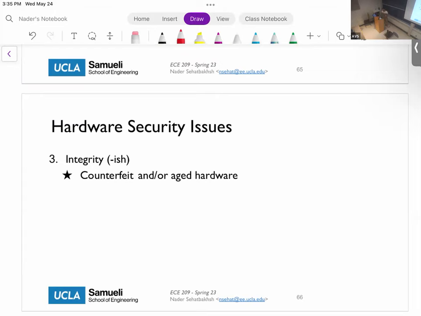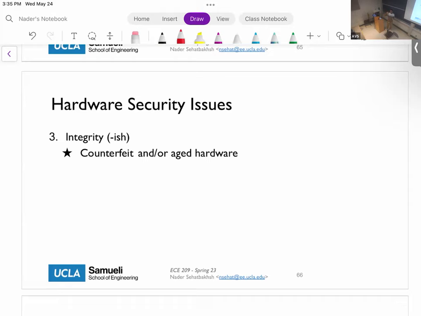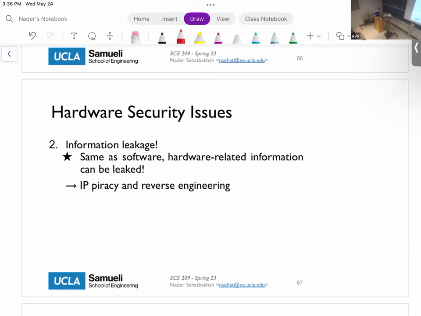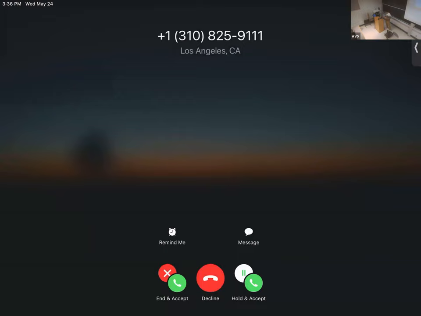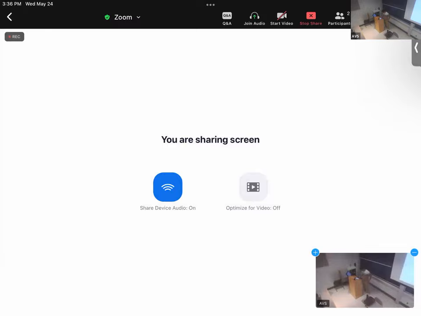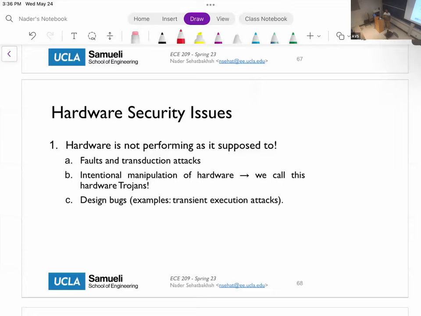So if you remember, I said three problems with hardware security: integrity, the counterfeit, and aged hardware. That's number one. The second one is the information leakage, the IP piracy, the reverse engineering. In order to protect this, you do things like hardware metering and IP protection. And the first one was the intentional manipulation, which was these hardware Trojans that I talked about. And then faults we actually talked about before. The last thing that we haven't talked about is design bugs.